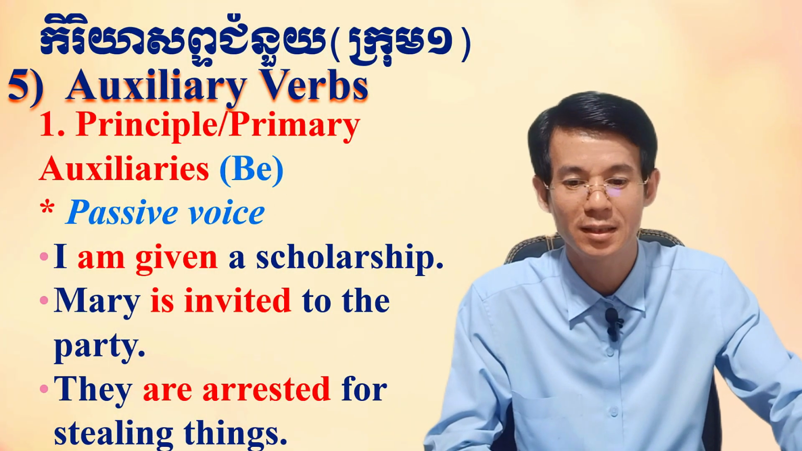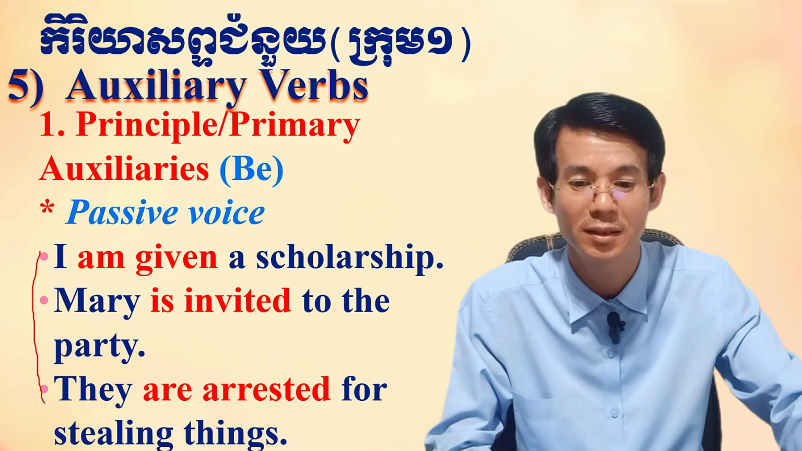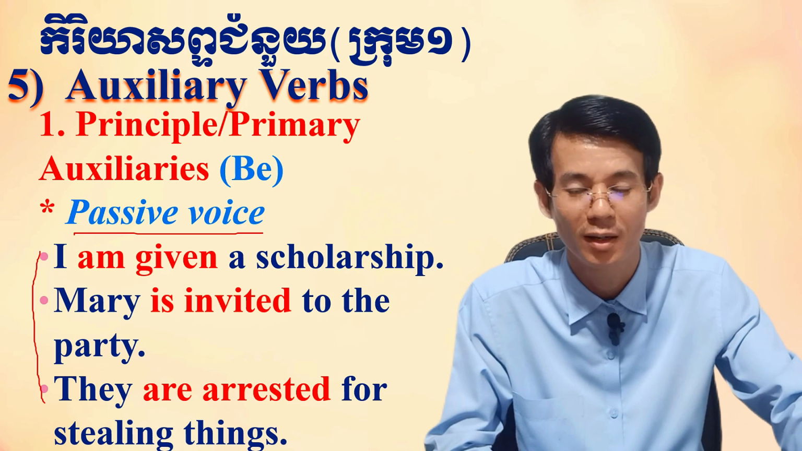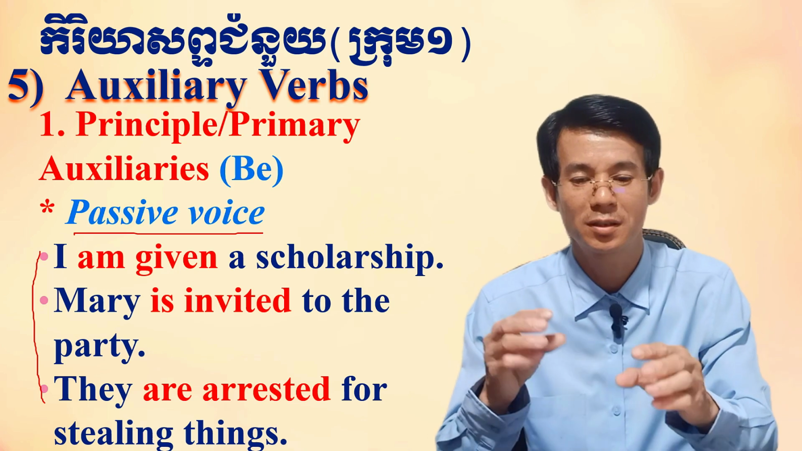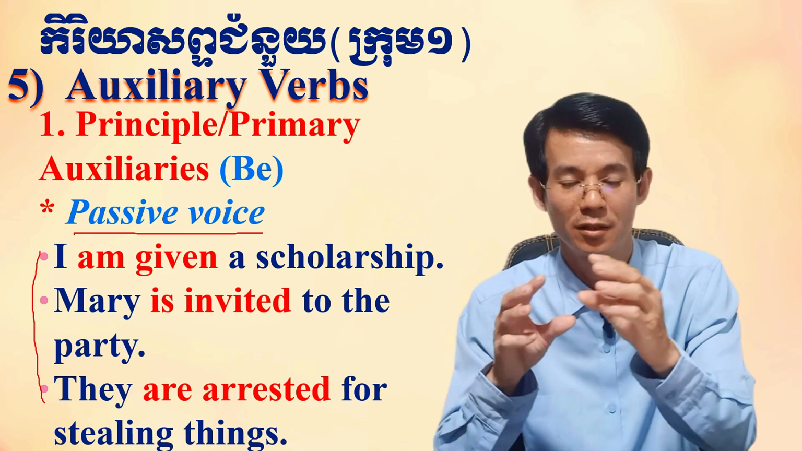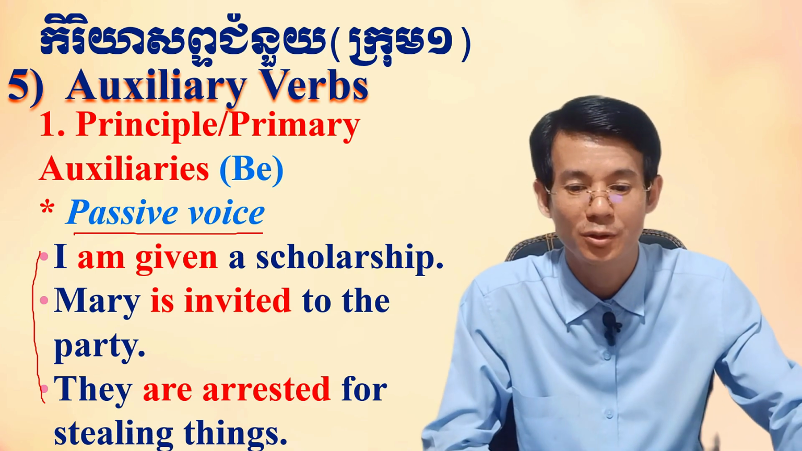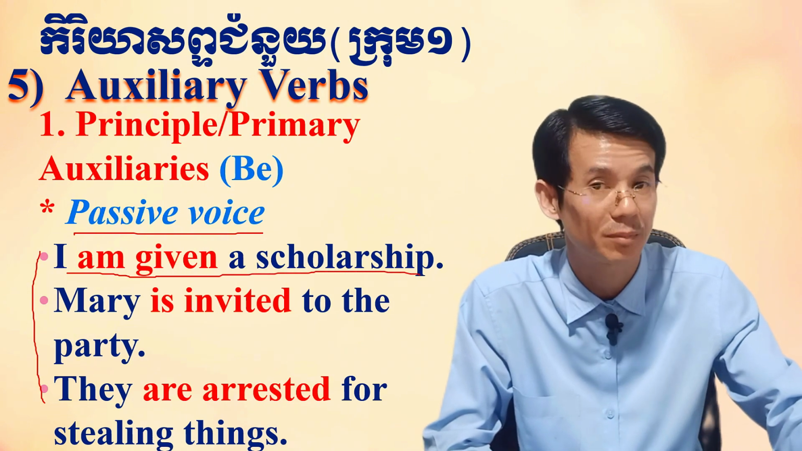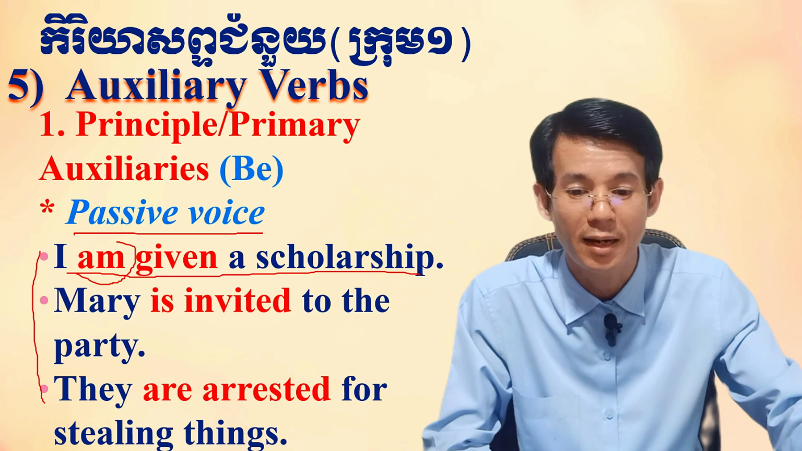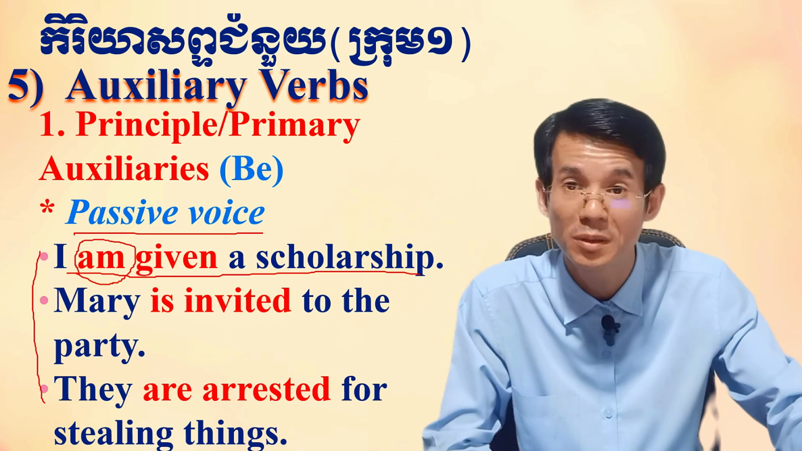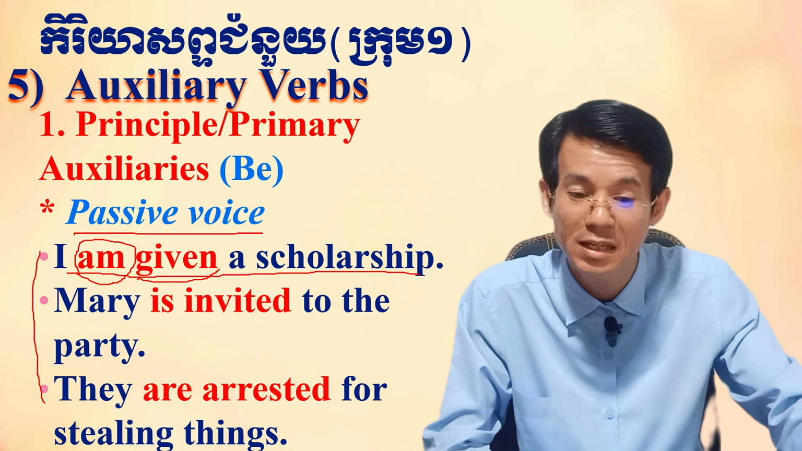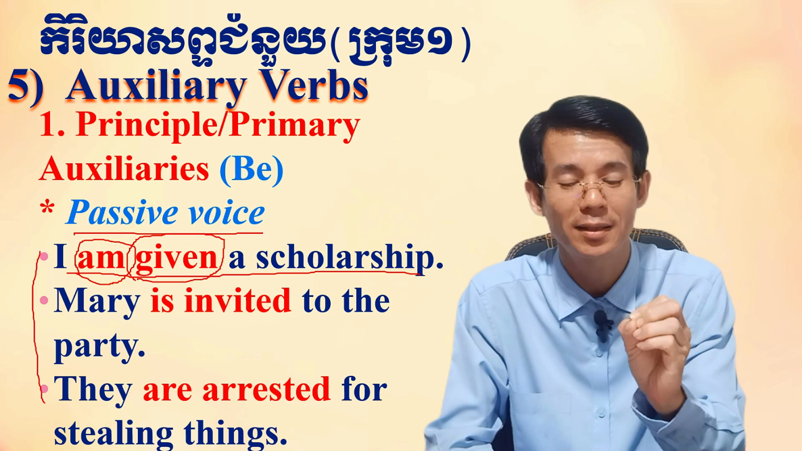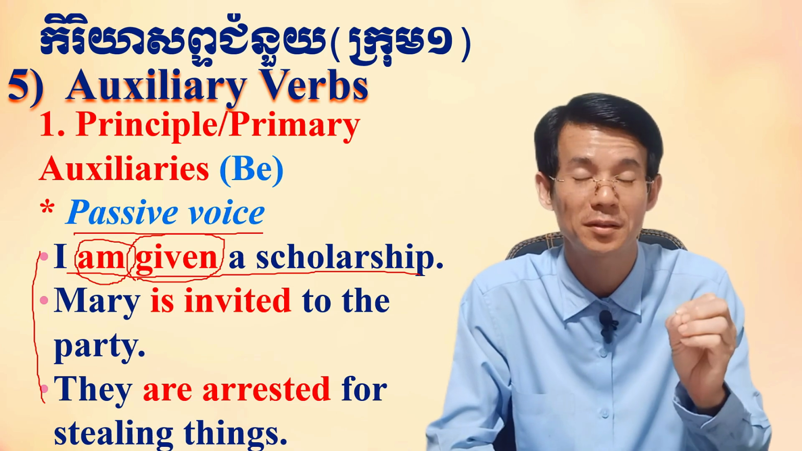These are the examples that explain how verb to be helps form passive voice. As I said already, passive voice is formed from verb to be plus verb 3. I am given a scholarship. Am is the present form of verb to be, given is verb 3, together am given is present passive voice.